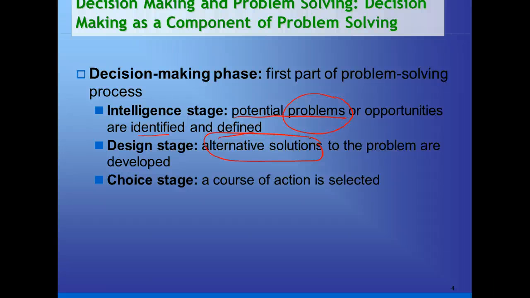Now we next go down to the choice stage, where we actually select from the alternative solutions a course of action. So for example, back to my apple example, I will choose to ship my apples via air, via airplane. So we first identify the problem, and then we go to the design stage where we evaluate the alternative solutions, and finally we choose one of the solutions.